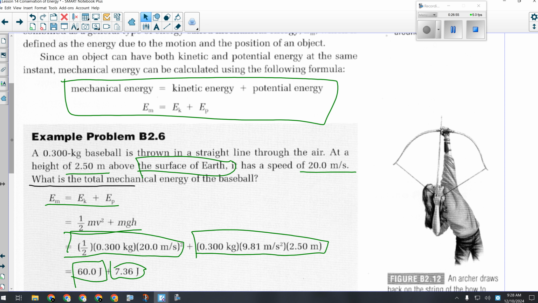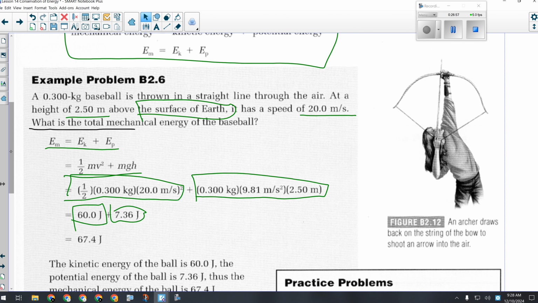Everybody okay with that? Calculating mechanical energy is pretty easy. We still have to know how to do it because it forms the basis for performing conservation of energy problems.